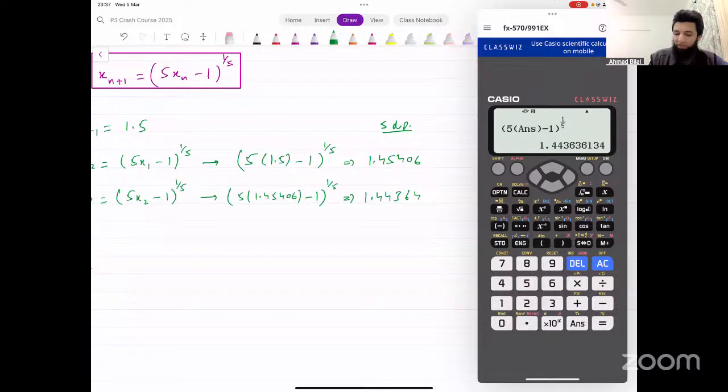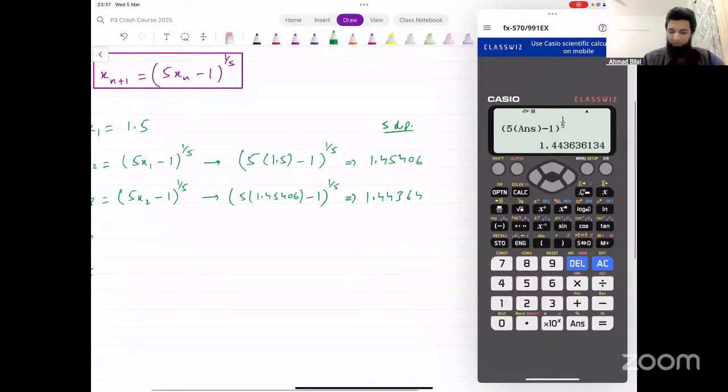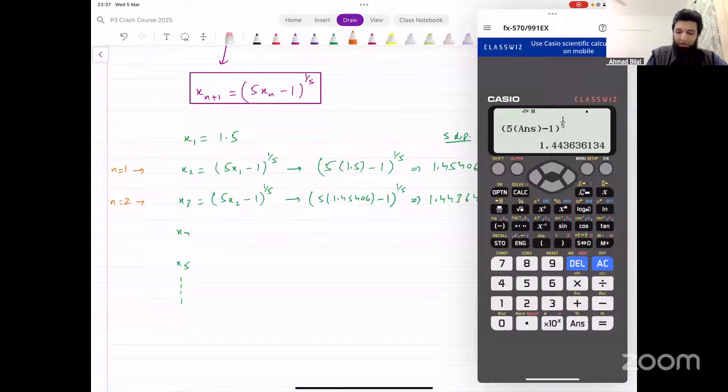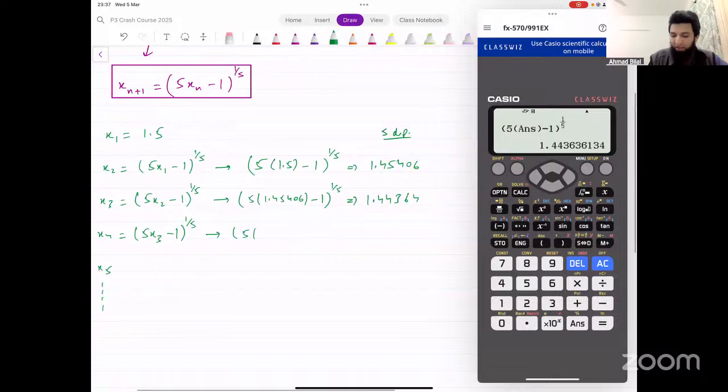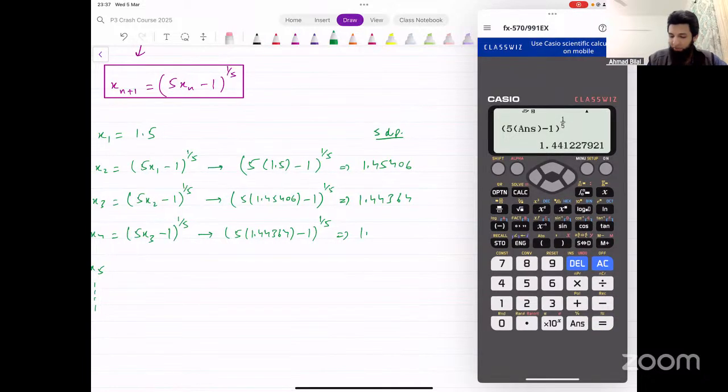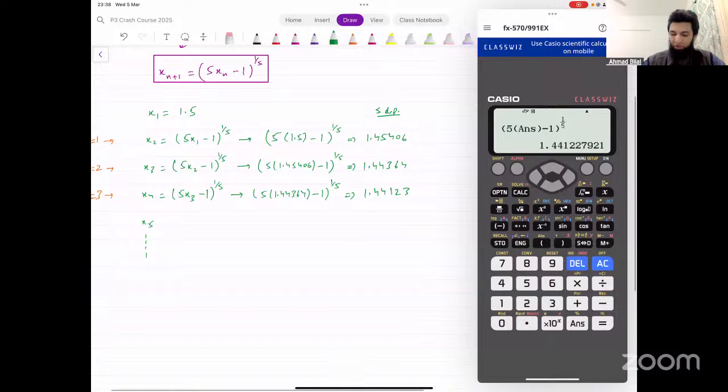1.44364 to 5 decimal places. That's the next value that I'm getting. Okay. Now I can evaluate x4. How would that be evaluated? I input n equal to 3. What is x4 going to be? If I input n equal to 3 in this formula, that gives me x4 equal to 5x3 minus 1 whole raised to the power 1 over 5. And now I input that previous value here in the formula, and that becomes 5 into 1.44364 minus 1 whole raised to the power 1 over 5, and that will give us some answer. This is going to be 1.44123.